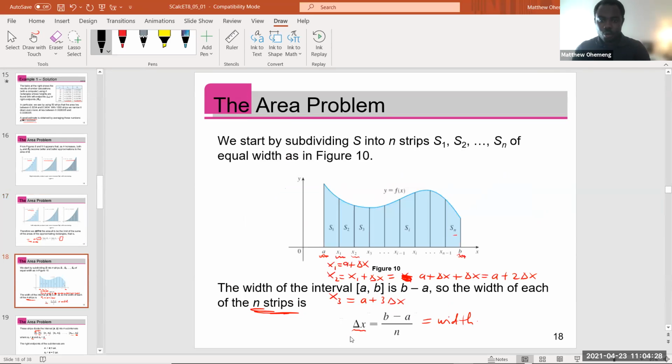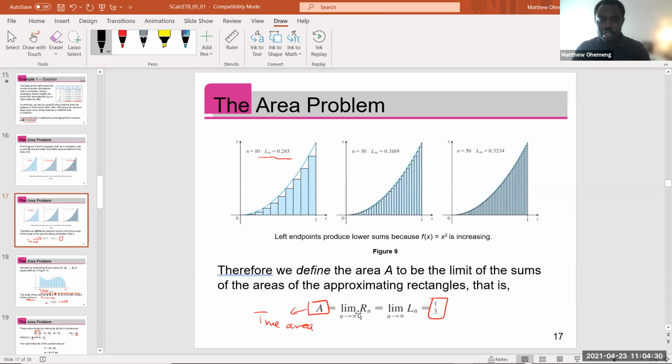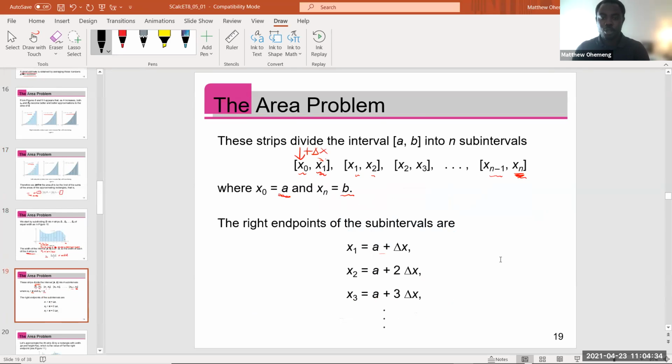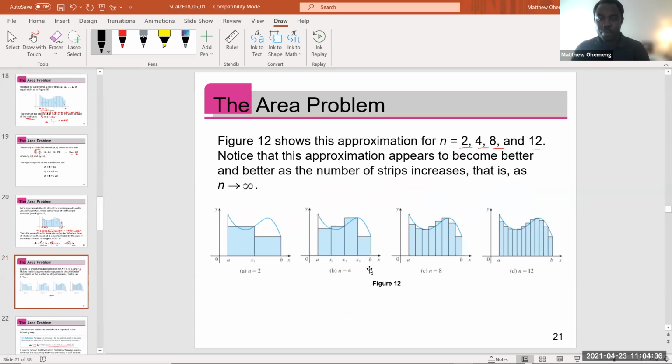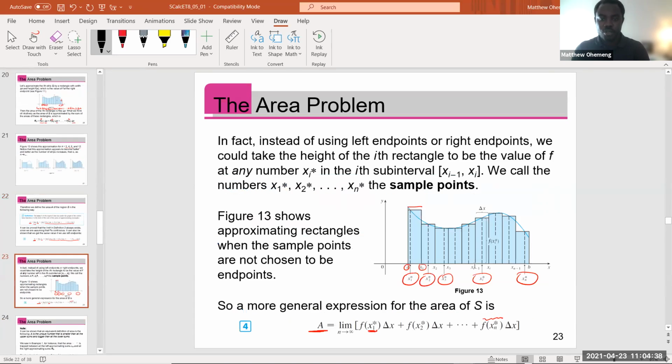the curve. So we said that the true area is the limit as n approaches infinity of the right endpoint or the left endpoint. So we established all of this, and then we talked about sample points and all that stuff, right? So we went through this.